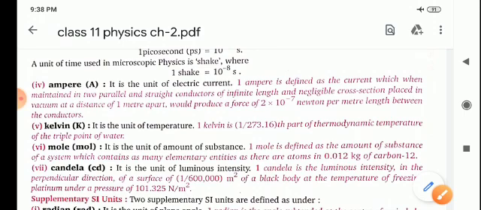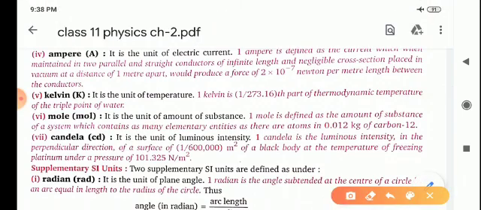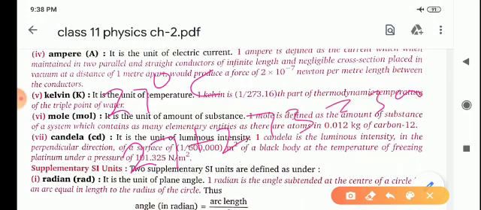Fifth point: Kelvin. It is the unit of temperature. 1 Kelvin is 1 upon 273.16th part of the thermodynamic temperature of the triple point of water. If we consider 27 degrees centigrade, it converts into Kelvin as 27 plus 273, that is 300 Kelvin.